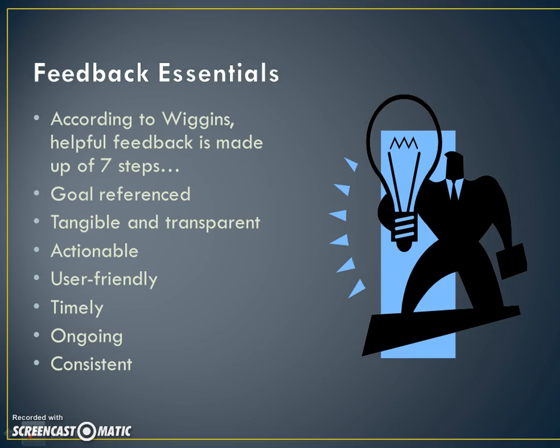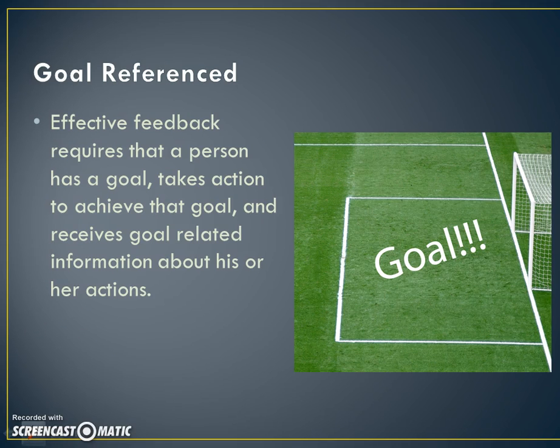The 7 steps to effective feedback, according to Wiggins, are that feedback should be goal referenced. It should be tangible and transparent. It should be actionable, user-friendly, timely, ongoing, and consistent. Wiggins does a great job of going through each of these steps in detail and giving some examples of what effective feedback would look like and some examples of maybe ineffective feedback for each of these steps. So I'm going to go through some of those.